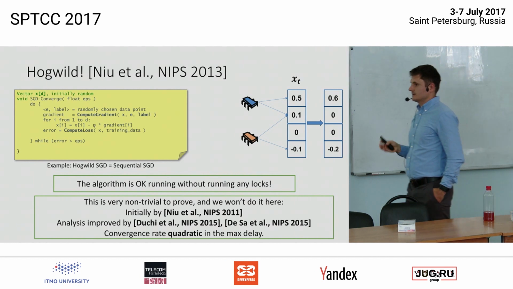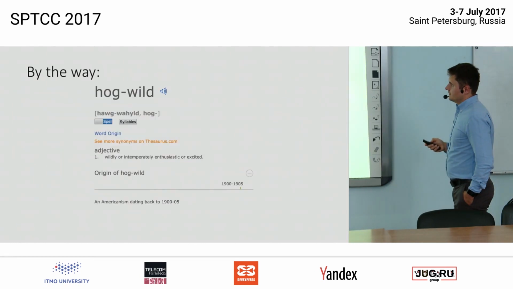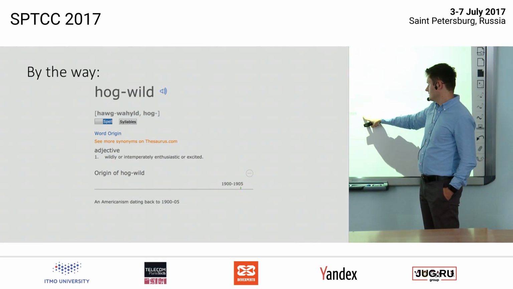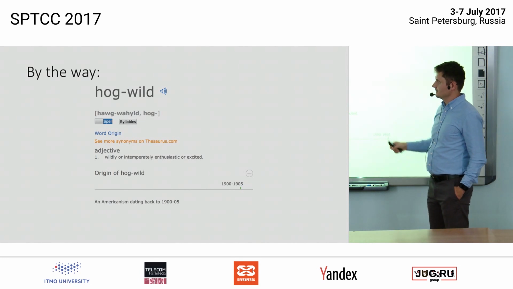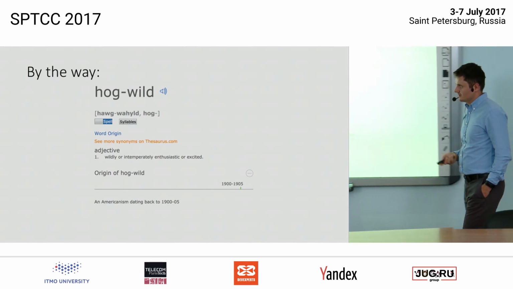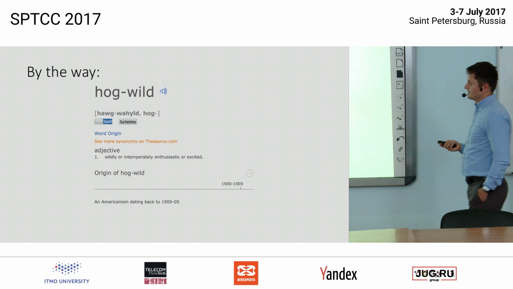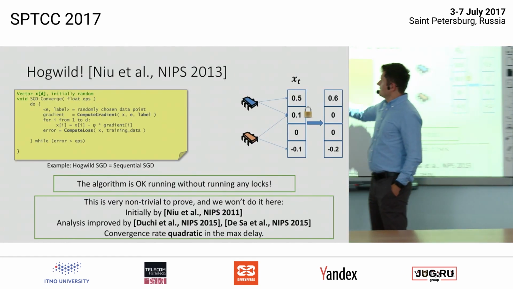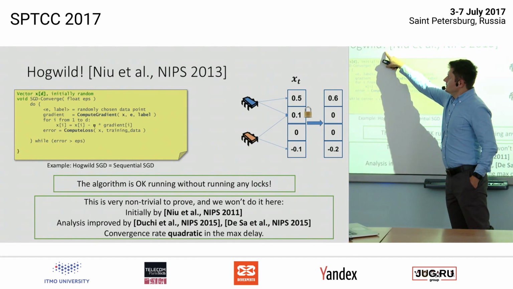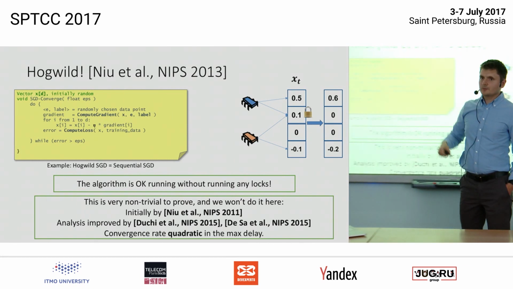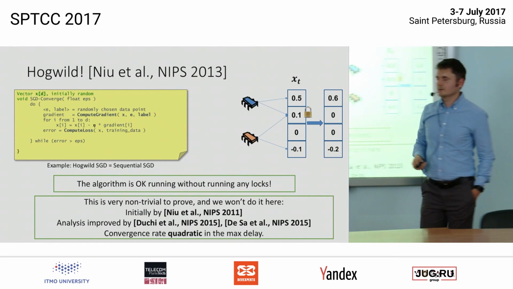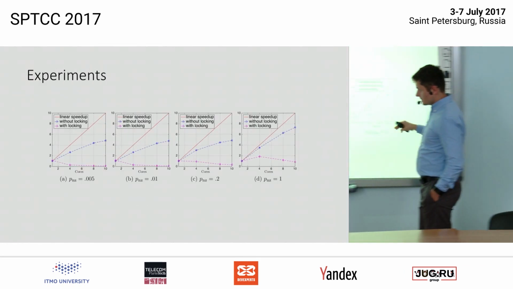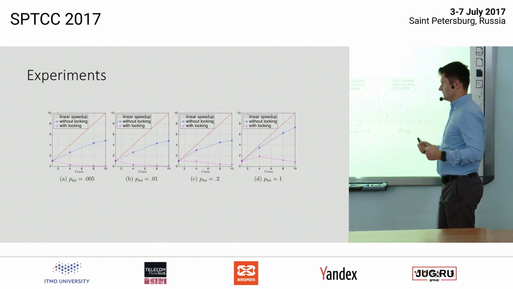So it doesn't come for free. Okay. However, by the way, Hogwild means wildly or intemperately enthusiastic or excited. So I think this is a very nice name for an algorithm, even though it's somewhat funny. And also, I found this personally, if you cite their paper and don't put the exclamation mark, they get really upset and they send you an email. So all right, the algorithm is called Hogwild with an exclamation mark.